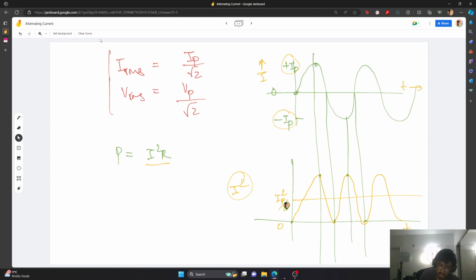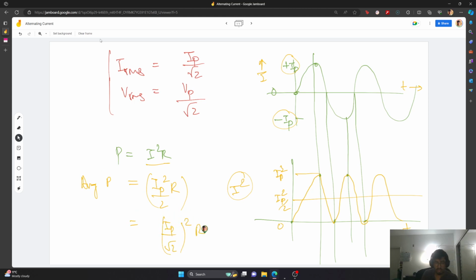So the I square graph you will see is centered at around IP square by 2, right? If the peak is IP square, so it's a square graph, the middle point is IP square by 2. So the average power is IP square by 2 times R. This is your average power. So that tells you that IP must be IP by square root 2R.